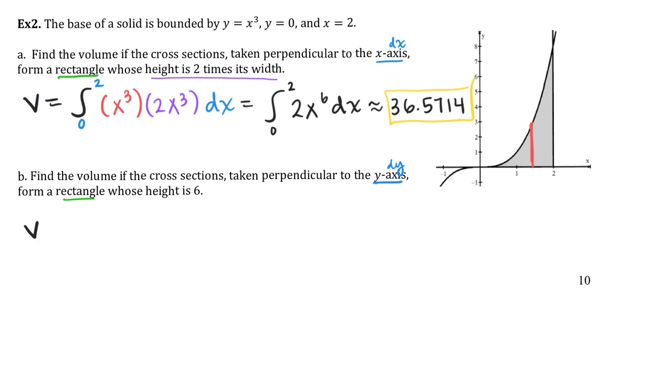Okay, volume equals. Since I'm with respect to the y-axis, do I see the boundaries? The lowest y value is 0. The highest one looks to be 8. Let me see if that makes sense.